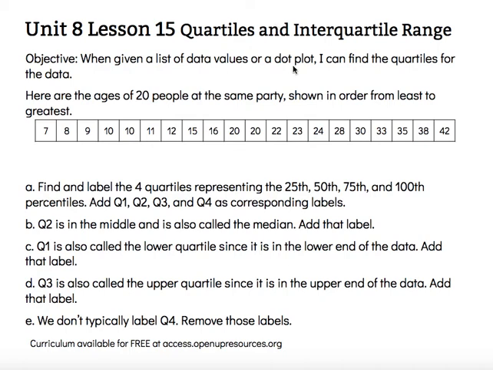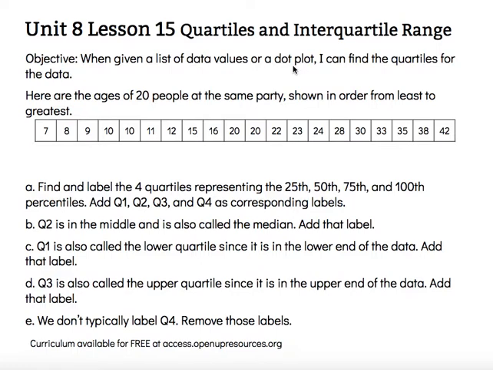We're looking at Unit 8, Lesson 15, Quartiles and Interquartile Range. The objective says, when given a list of data values or a dot plot, I can find the quartiles for the data. Well, if we look at the word quartiles, we can see the word quart inside of that, and we know that quart comes from a root which means 4. So we're looking today at a way to split the data into 4 equal parts.